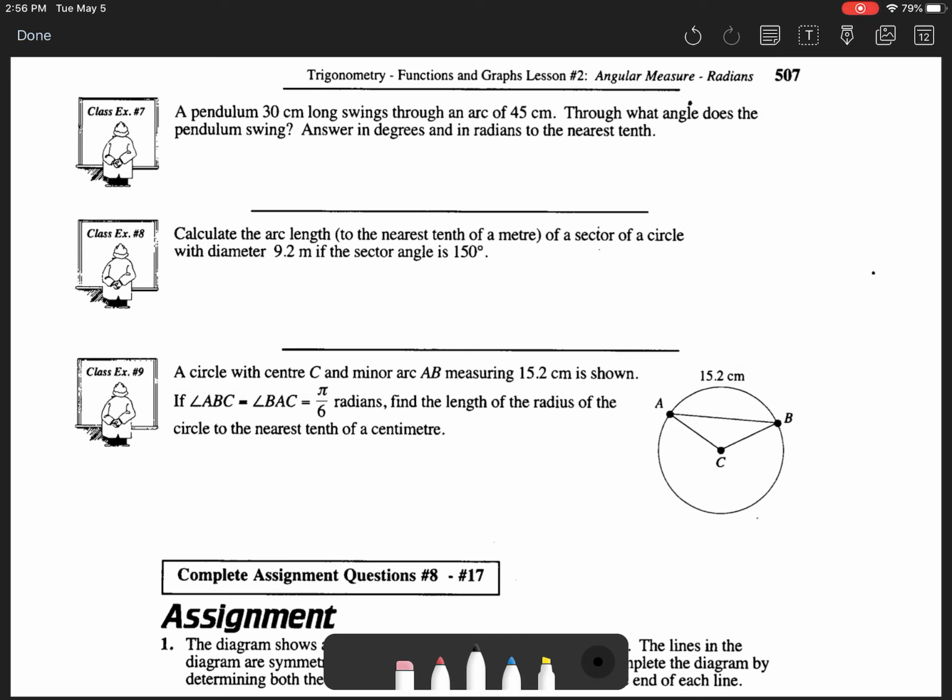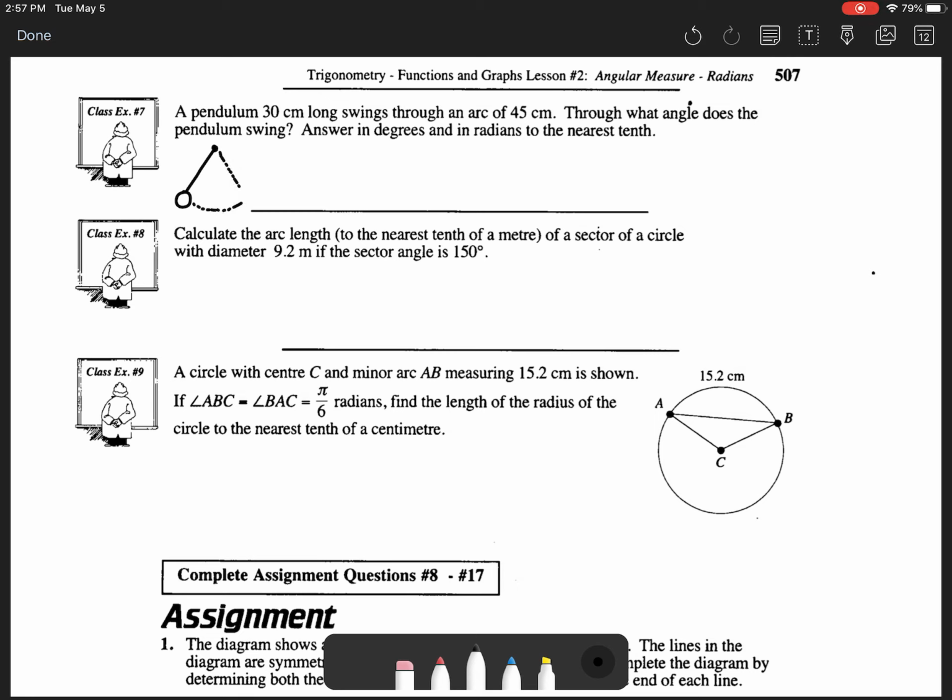Through what angle does the pendulum swing? Answer in degrees and in radians to the nearest tenth. So here's the situation we have. I have a pendulum, and it swings through an arc of 45 centimeters.